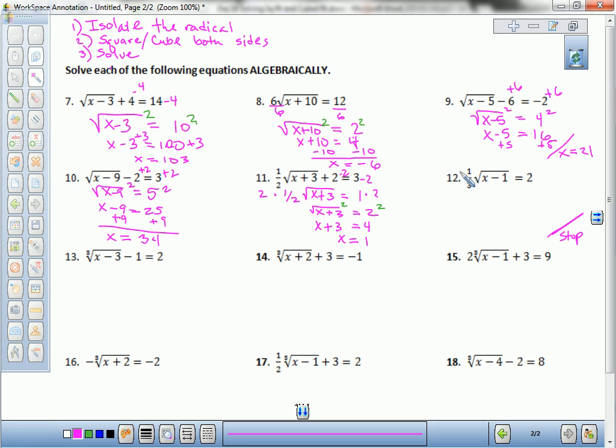Number 12. All we have to do on number 12 is multiply both sides by the reciprocal to start with. And then we get x minus 1 equals 6. And we square both sides. So we get x minus 1 equals 36. And we add 1, and we get x equals 37.